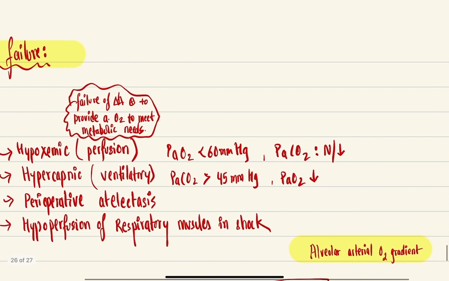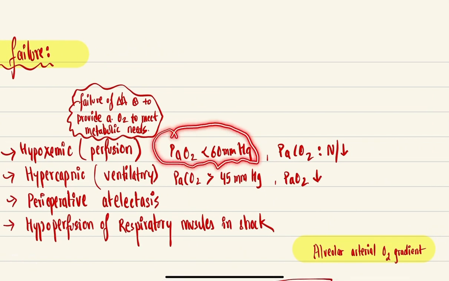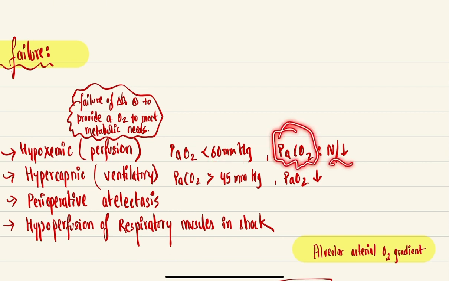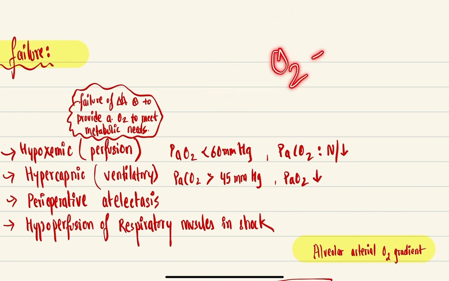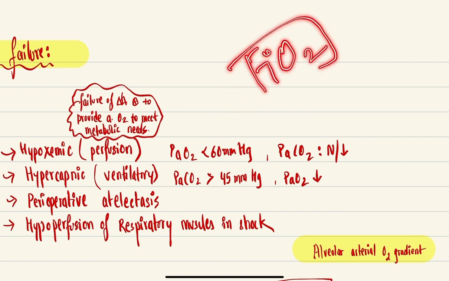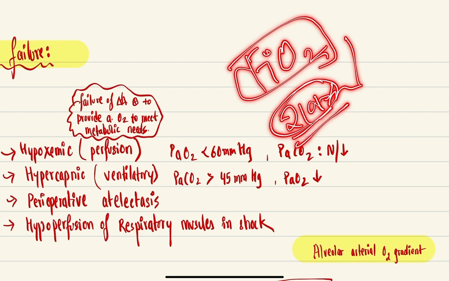This means the partial pressure of oxygen is less than 60 and the partial pressure of carbon dioxide is normal or low. Partial pressure of oxygen means the amount of oxygen which is dissolved in the blood. And another is saturation. Saturation means the amount of oxygen which is bound with the hemoglobin. And the other is FiO2. This is the fraction of oxygen which is present in what we inhale. Like if we inhale normal air, there is 21% oxygen, so it is 21% FiO2.